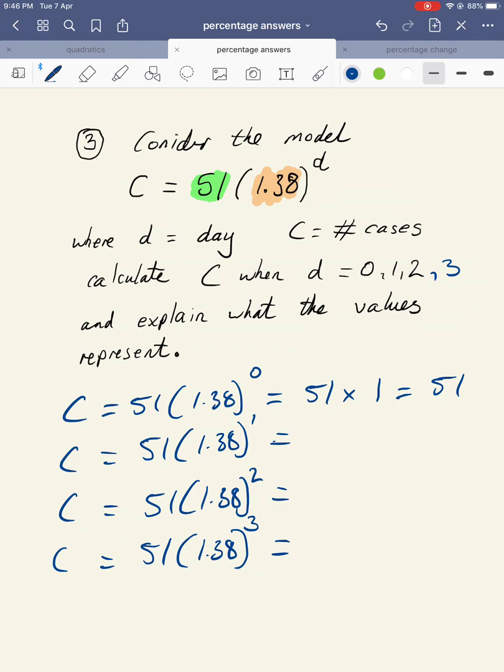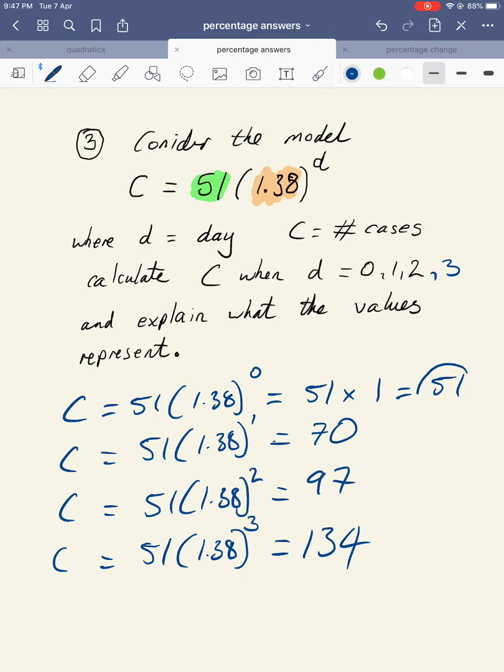So I've got 51, which is my first answer. And I've got 70 here, just check those on your calculator as well. I've got 97, I've just rounded those to the nearest whole number because these are the number of cases. And after 3 it's 134.